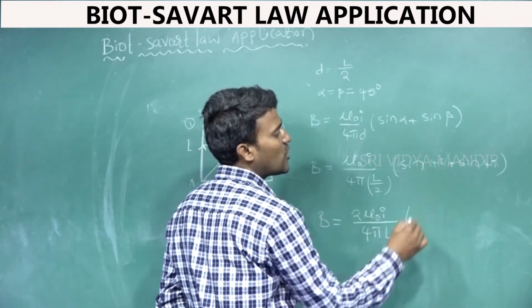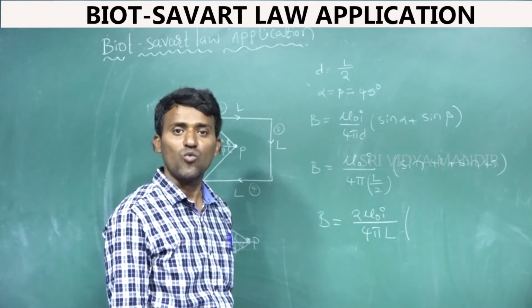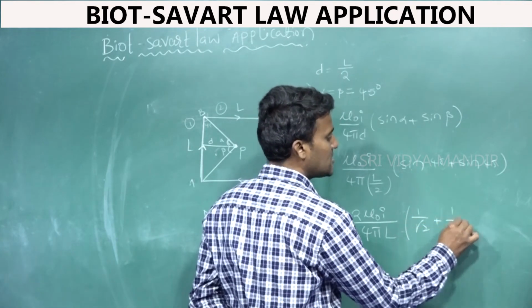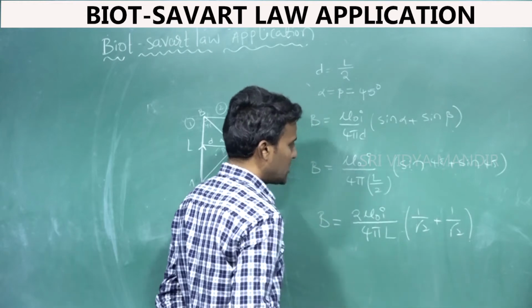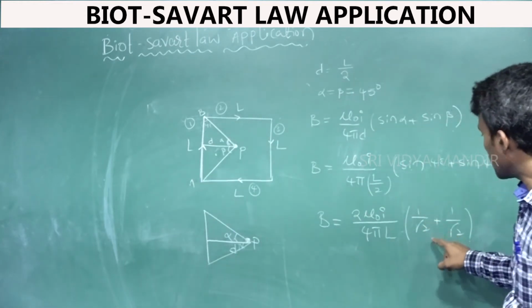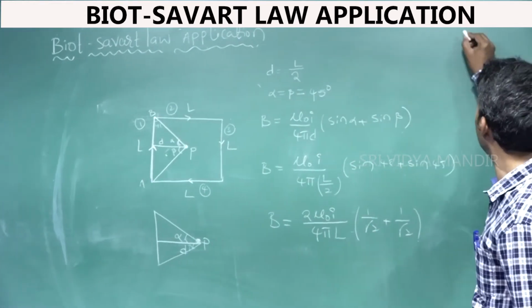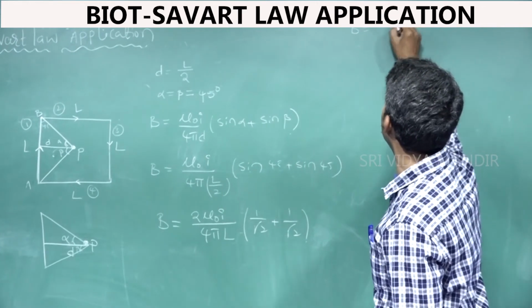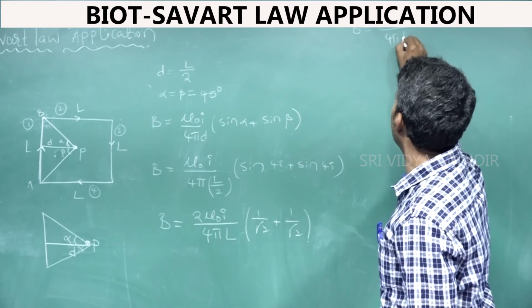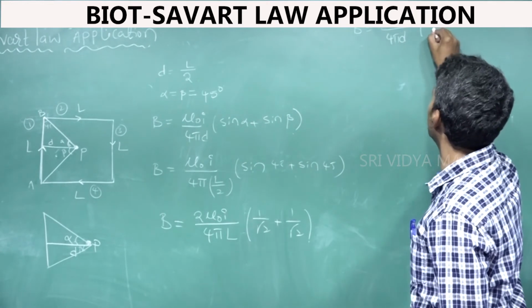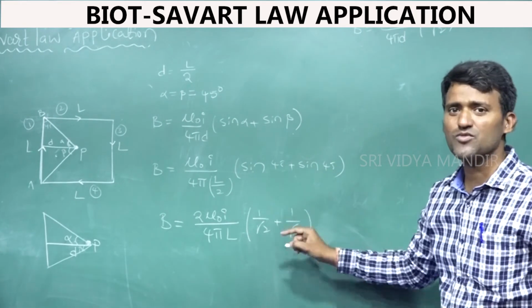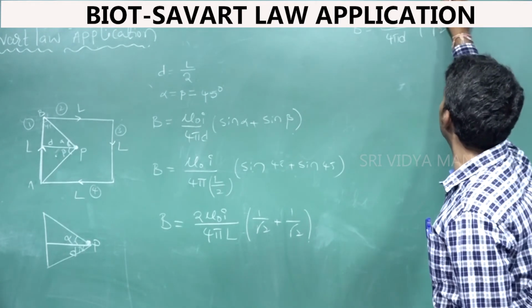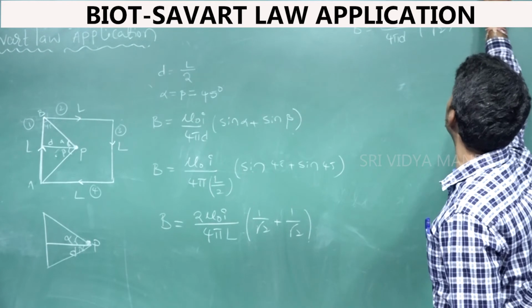See sin 45. What is sin 45? 1 by root 2, plus this one also 1 by root 2. So 1 by root 2 plus 1 by root 2 is 2 by root 2, in the expression 2 mu naught I divided by 4 pi d. Okay, this 2 you can write how? Root 2 into root 2.